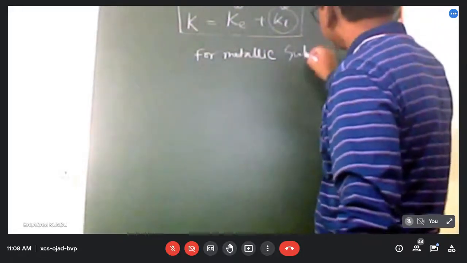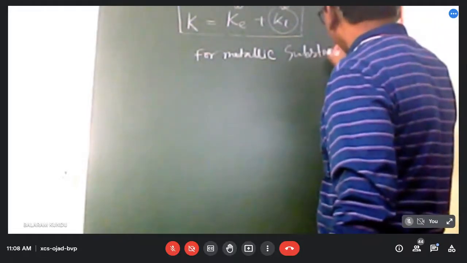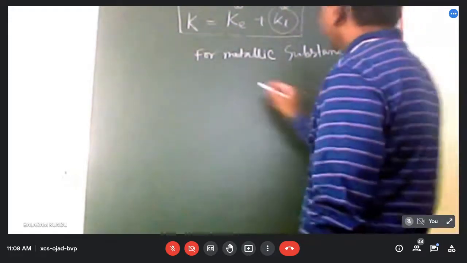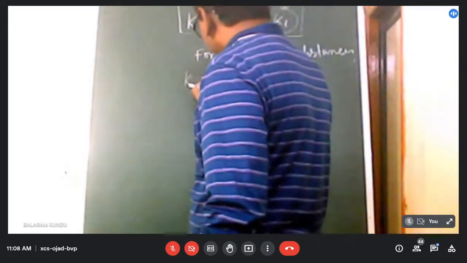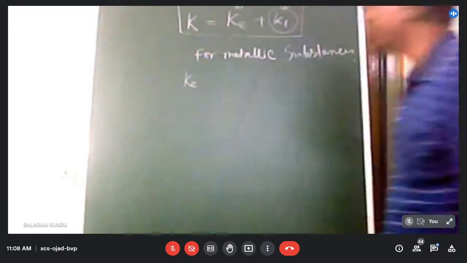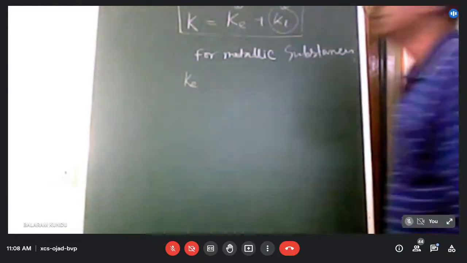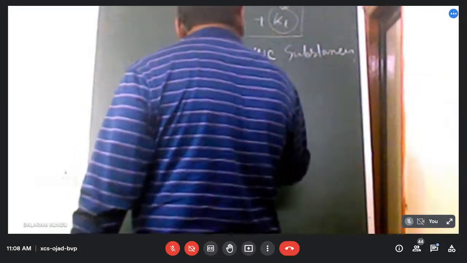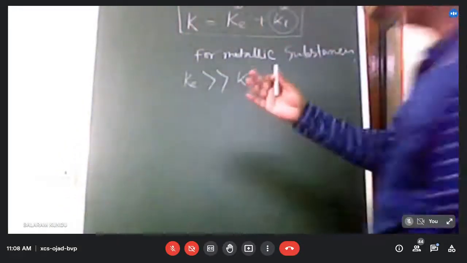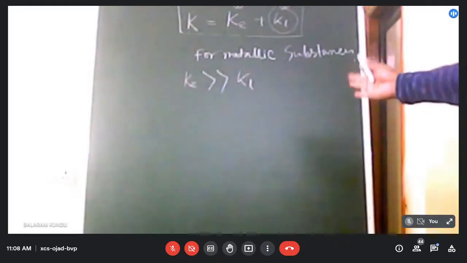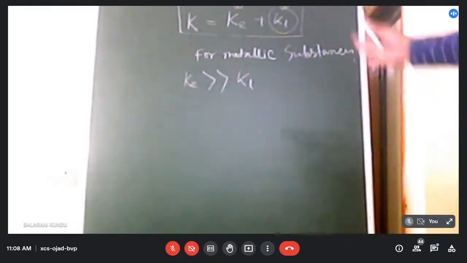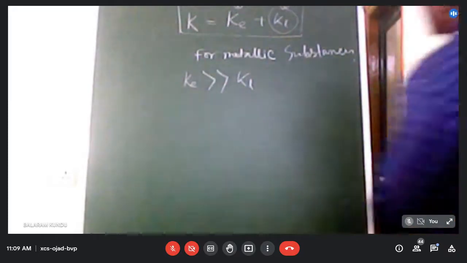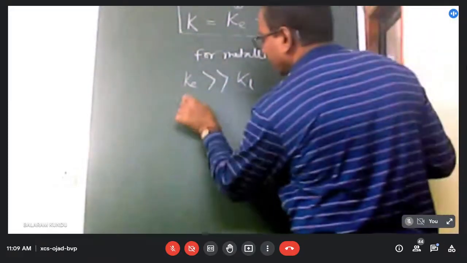So for metallic substances, the Ke value, that is the electronic component of thermal conductivity, is much greater than KL. So definitely in this case, for metallic substances, we can consider K equal to Ke.